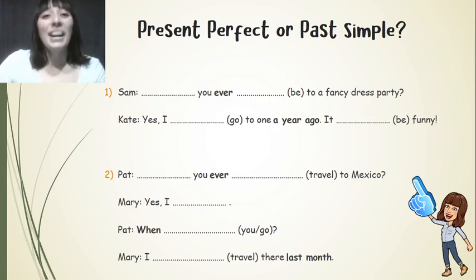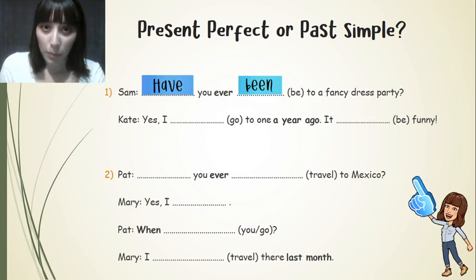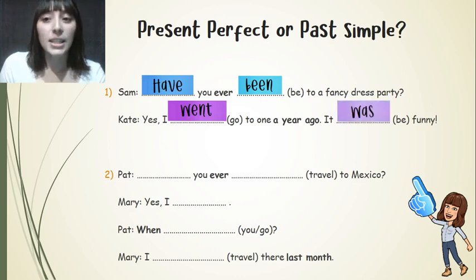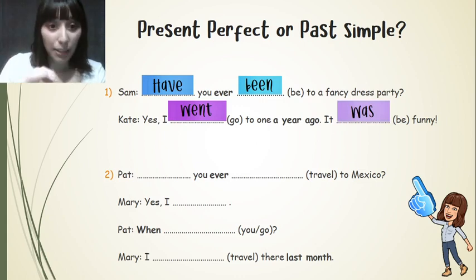Now that you're back, we're going to see. Number one, Sam says, have you ever been to a fancy dress party? And Kate says, yes, I went, more specific information, I went to one a year ago. It was funny. So you see that we start with present perfect and then we give specific information with the past simple. Pay attention to that.